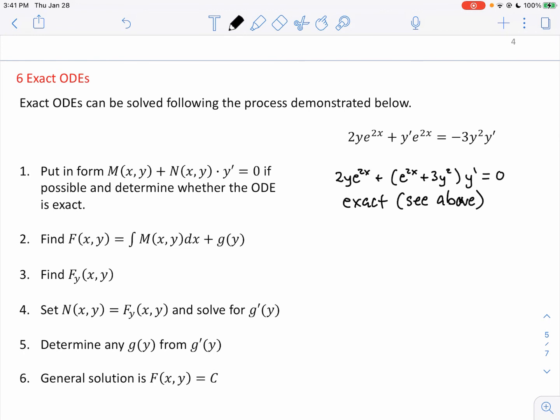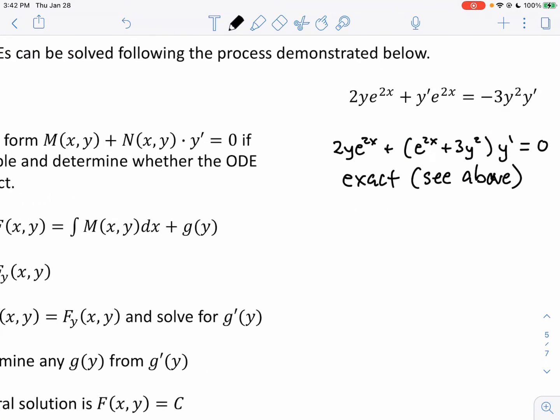That's been done. Now we want to try to figure out, now keep in mind that this function here was the result of doing a partial derivative of some function f. And this is the result of doing a partial derivative with respect to y of that same function f. So we just got to work backwards and try to figure out what f is. We got to do some reverse partial derivatives.